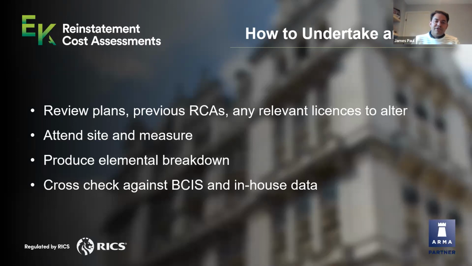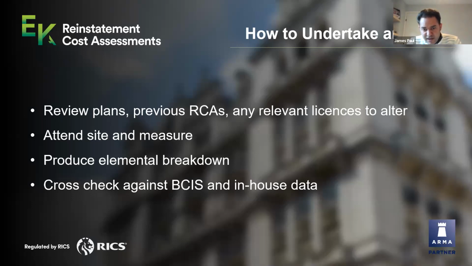I'm not going to bore you too much with this because I appreciate the facts and figures side of it doesn't excite everyone, but just so that you can understand a little bit of the method in our madness, here's how we do it. So first of all, we review the existing plans, we look at previous RCAs, we review any licenses to alter, and we attend site and measure, and we produce what is called an elemental breakdown. This is basically a Microsoft Excel spreadsheet where we formulate our own figures and then cross-check them against something called the Building Cost Information Service.